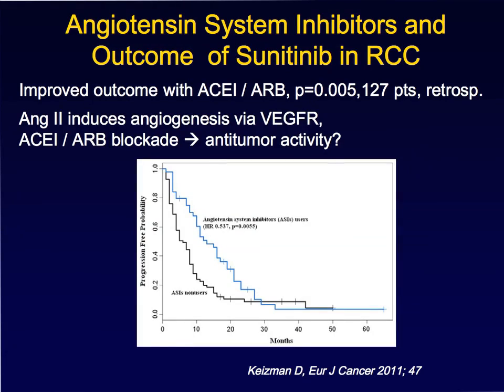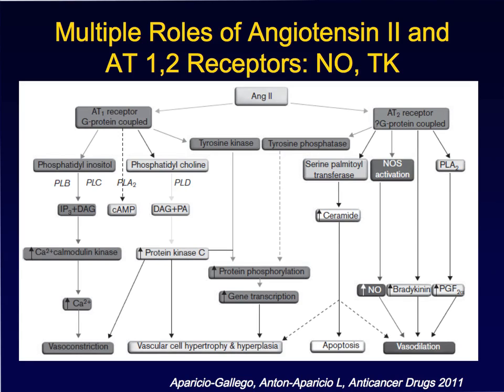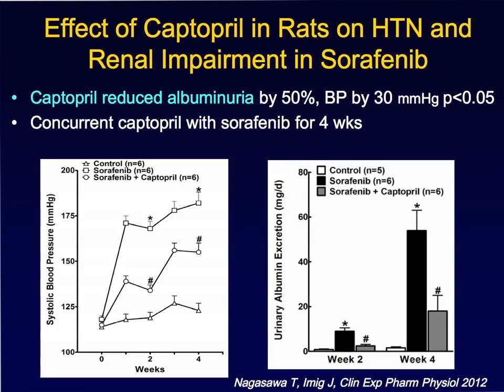But I want to point out that it appears that antihypertensive therapy had no negative effect on survival, and actually inhibiting the angiotensin system has been shown to improve the outcome of patients with sunitinib. However, this was a retrospective study. And I think this will be a very important point to understand in the future, because angiotensin 2, as coming here from the group of Dr. Aparicio, has multiple roles, which if we inhibit this cascade, we can expect different mechanisms and effects.